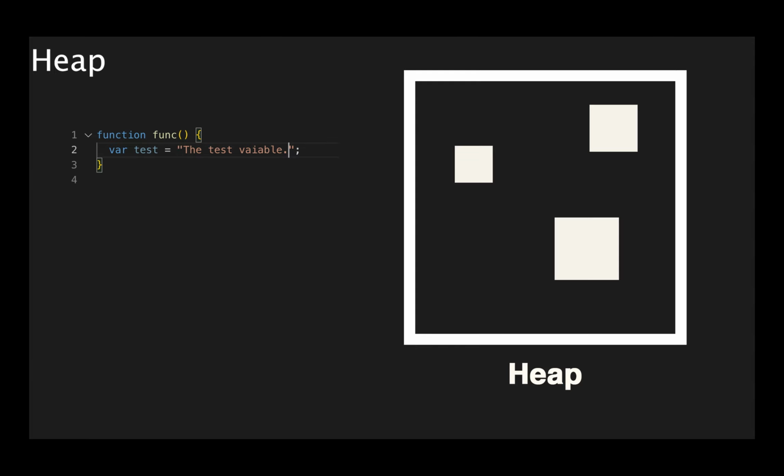What is the heap? This is where all the memory allocation happens for the variables that you have defined in your program. Let's look at an example. As you can see, we have a function, and inside the function we define a variable. This variable actually is placed somewhere in your memory, based on heap memory.